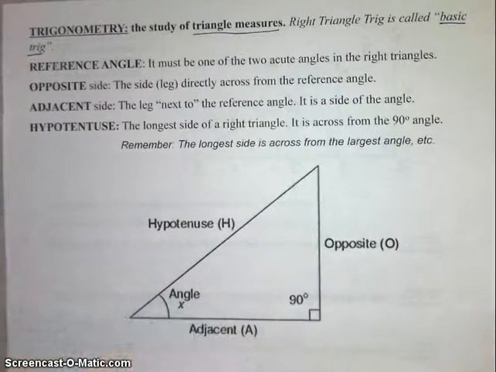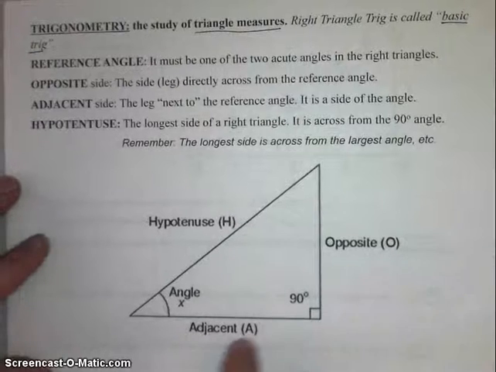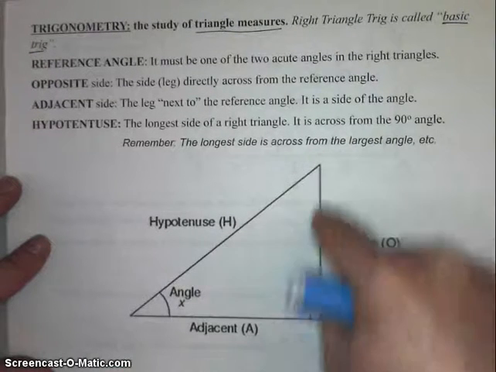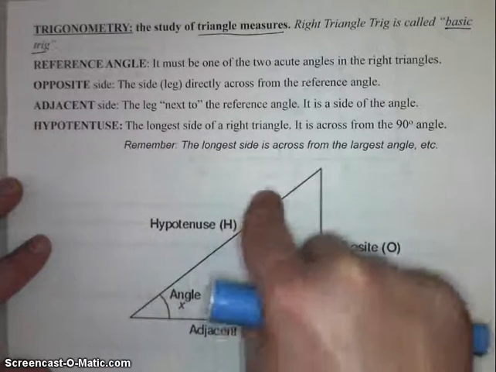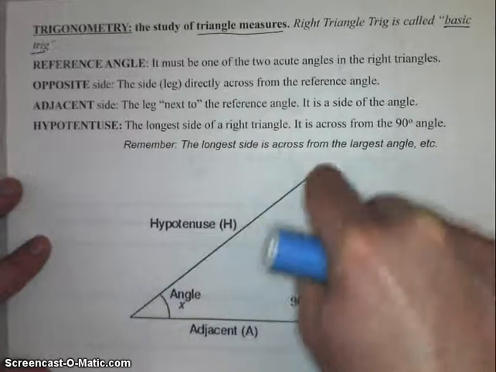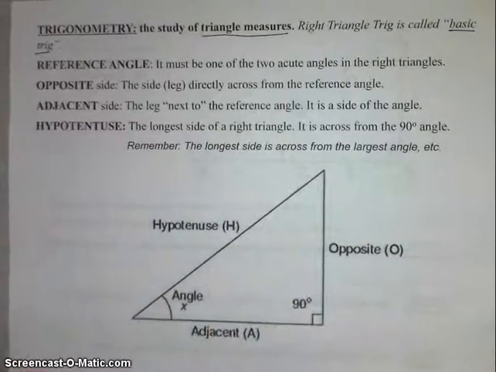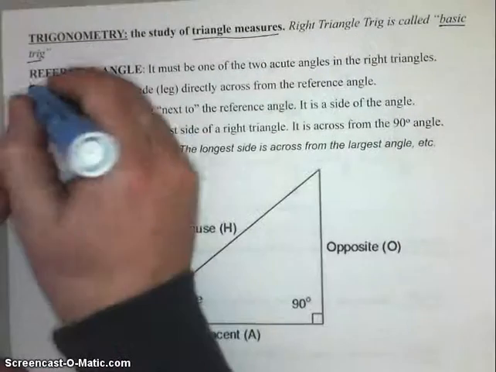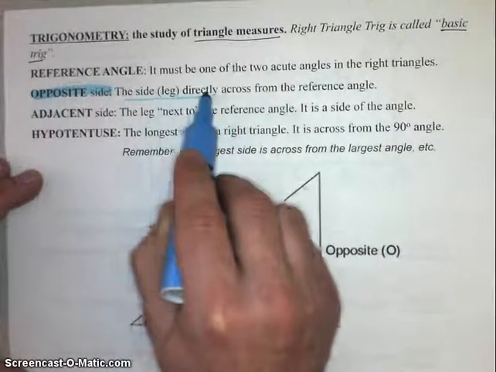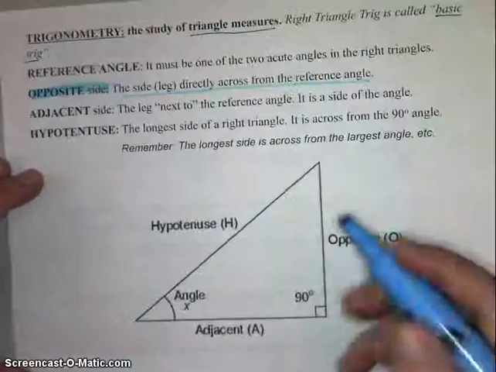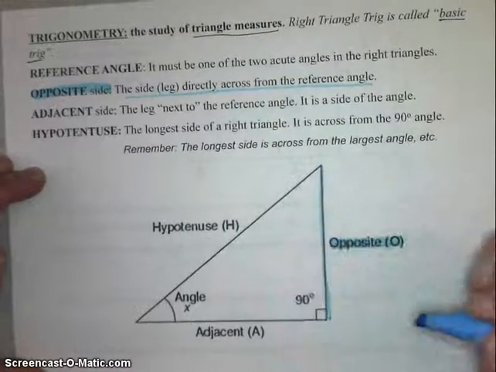Then we should be able to talk about these sides in terms of whether they are adjacent to that reference angle, opposite from that reference angle, or the hypotenuse, which is always the same no matter which of these acute angles you make the reference angle. The hypotenuse stays the side that is opposite the right angle. The opposite side is the leg that is directly across from the reference angle. So this would be our opposite leg, or opposite side.